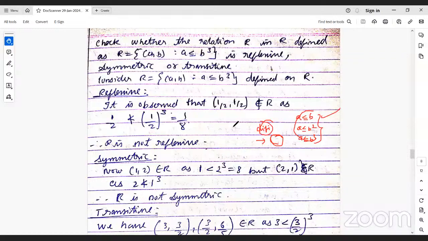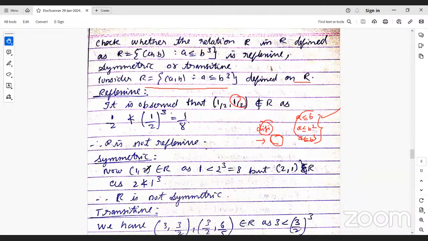All the three questions I have discussed. This is the third question. Again, the same condition is given here: R = {(a, b) : a less than or equal to b cube} defined on the relation R. It can be observed that (1/2, 1/2) does not belong to R. The condition in the relation is that a must be less than or equal to b cube. But when we take the cube of 1/2, it is 1/8, and 1/8 is less than 1/2. So R is not reflexive.